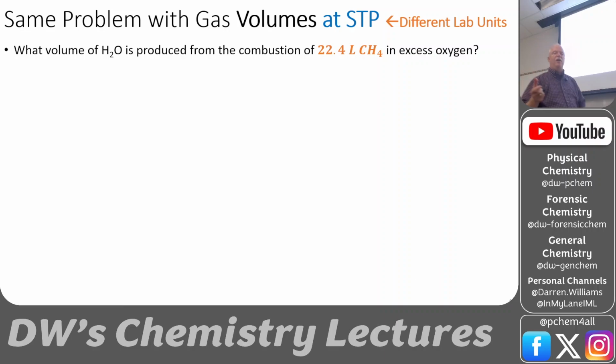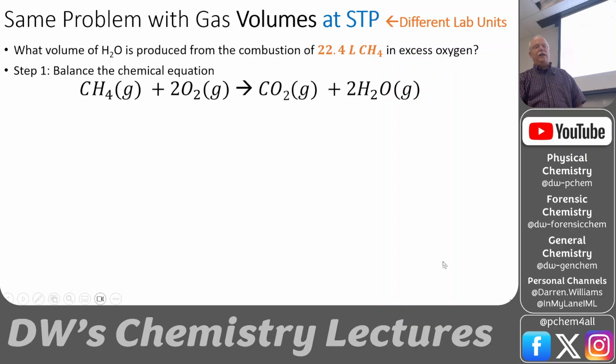And so what volume of water is produced from the combustion of 22.4 liters of methane and excess oxygen? Now this makes much more sense because I don't go around weighing my methane. I have a volume of methane. It's a gas. And so I would get a particular volume of methane. And when you burn natural gas at your house, you're charged for so many million cubic feet, or cubic meters. So we're burning a standard volume of methane in our homes at STP.